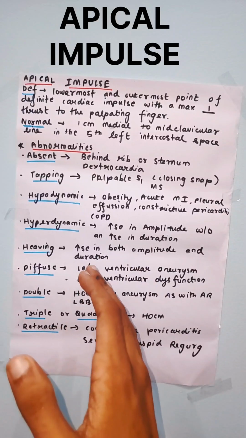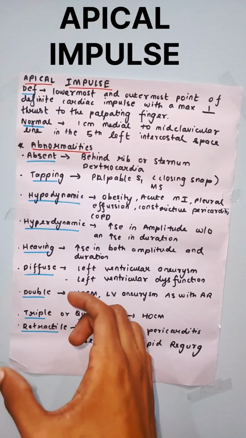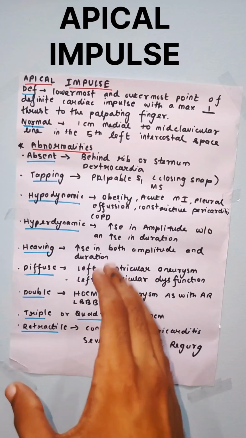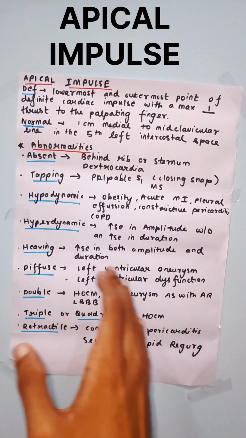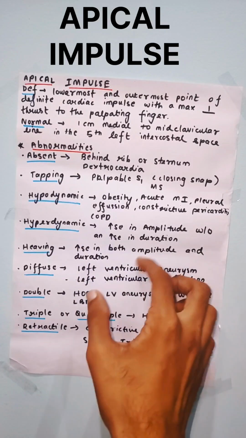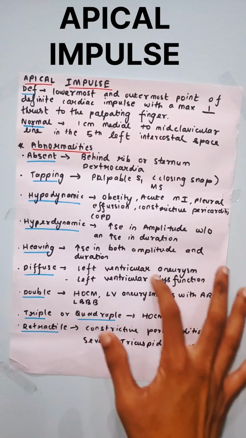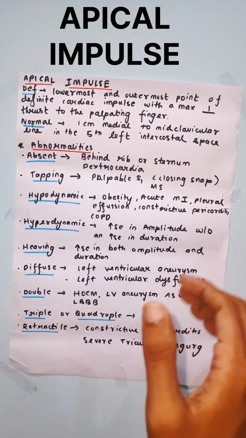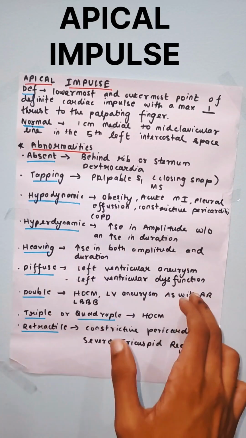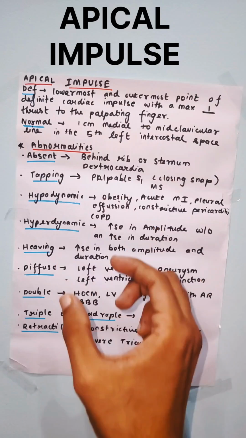Now diffuse apical impulse means it is not continuous, it is diffuse. You can feel it diffusely. It is seen in left ventricular aneurysm, meaning abnormal dilation, so left ventricular dilatation and aneurysm, and left ventricular dysfunction. In these conditions you will see a diffuse apical impulse.